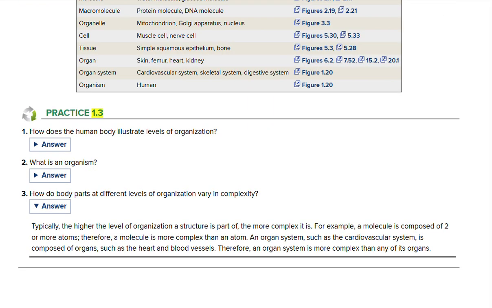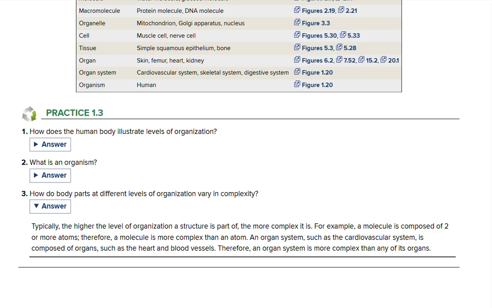Practice 1.3. How does the human body illustrate levels of organization? Answer. Larger structures are composed of smaller and smaller components. For example, the body consists of several systems, such as the cardiovascular system. The cardiovascular system consists of organs, such as the heart and blood vessels. The heart is composed of tissues, such as muscle tissue and connective tissue. Tissues consist of layers of cells, such as muscle cells and nerve cells. Cells are composed of organelles, which consist of molecules, and finally atoms.